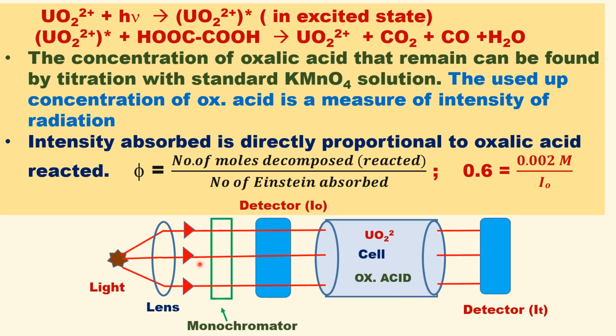Let us now see the experimental setup. It consists of a light source and a lens. The lens is used to focus the incident light towards the cell. A monochromator is used to allow only one wavelength of light. There are two detectors. This detector is used to measure the intensity of the incident light radiation. The light radiation is allowed to pass through the photochemical cell, and there is a detector where the transmitted light is measured. This is the experimental setup for chemical actinometer.